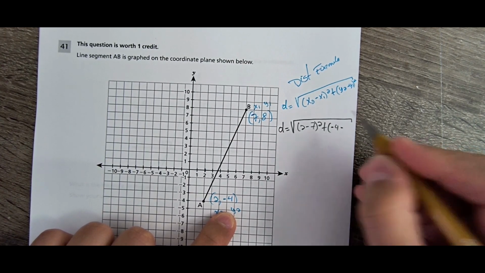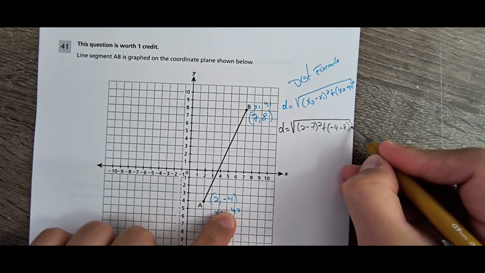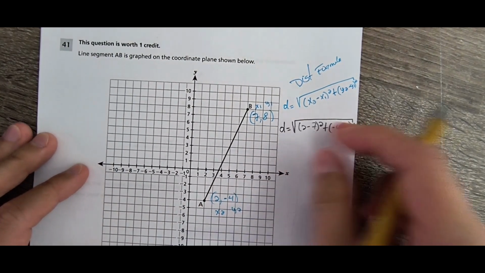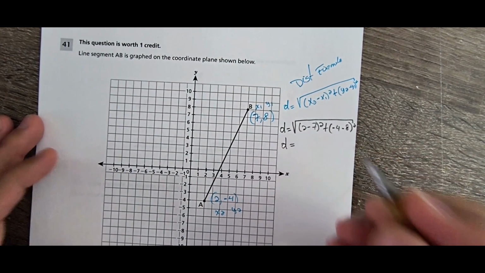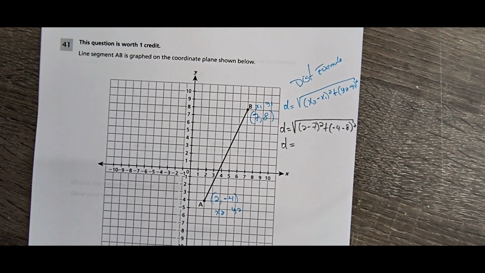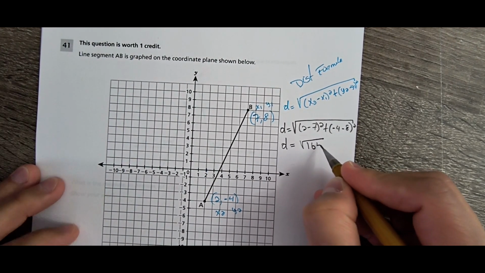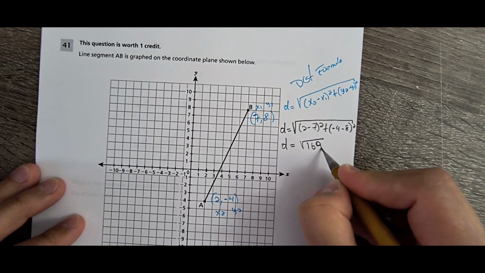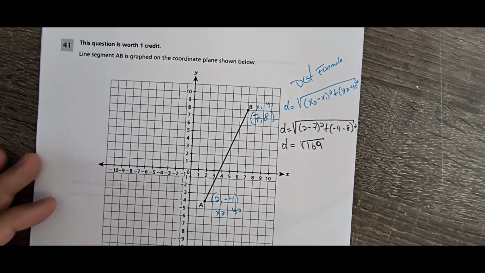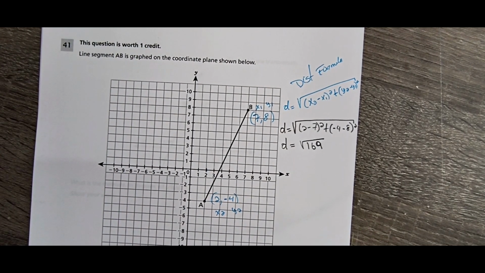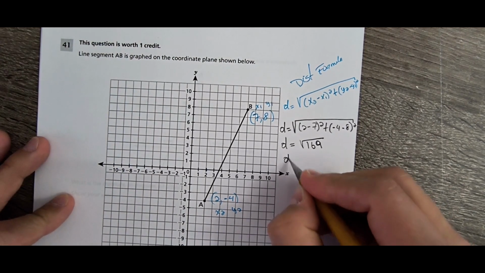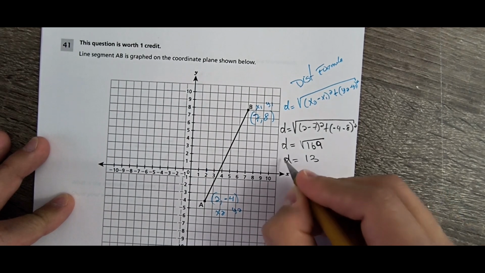We plug this into the calculator, and we have magic happening. We will have the square root of 169. Once you find this, all you have to do is find the square root of 169, which is 13. So 13 units is the distance between point A and point B.